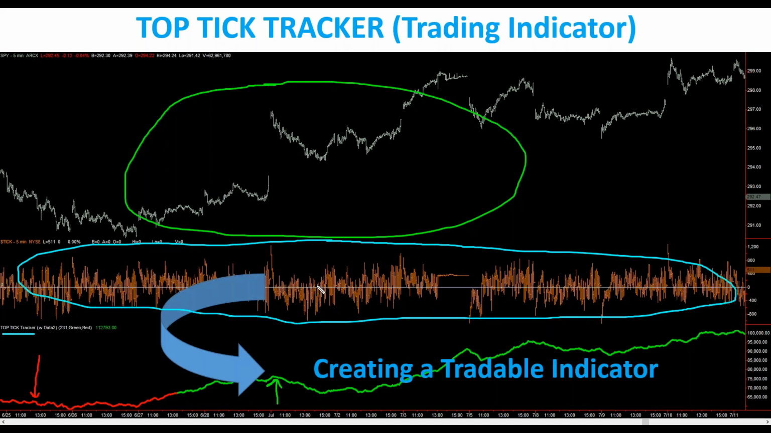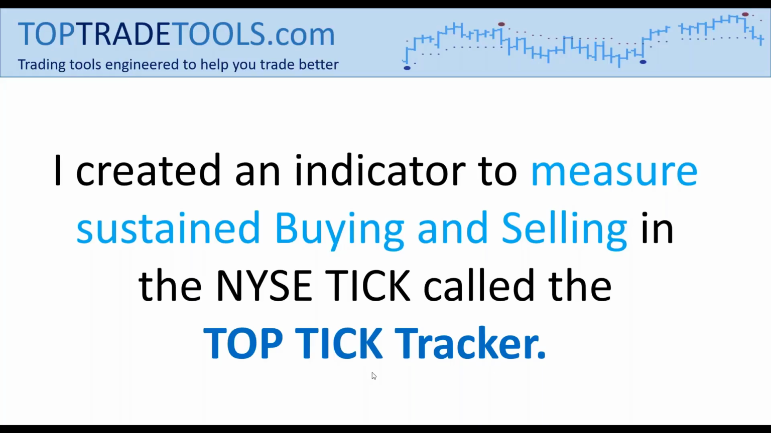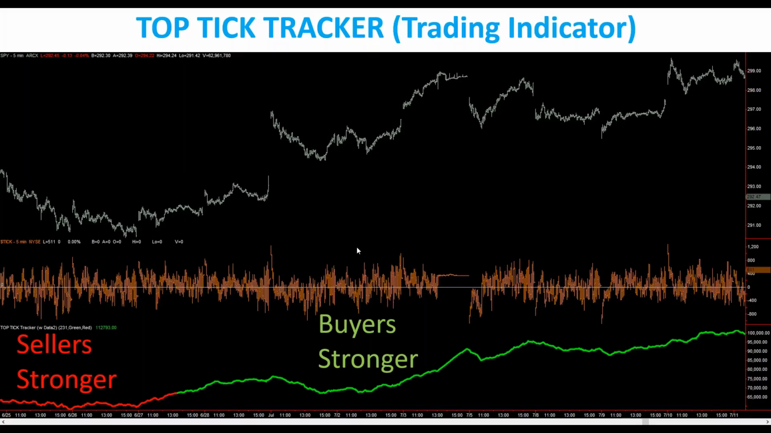It's getting all its information from the NYSE tick data. That's the uptick and downtick, or the engaged buying and selling on the New York Stock Exchange. All right, so as I just showed you, I created an indicator to measure sustained buying and sustained selling in the NYSE tick called the Top Tick Tracker.